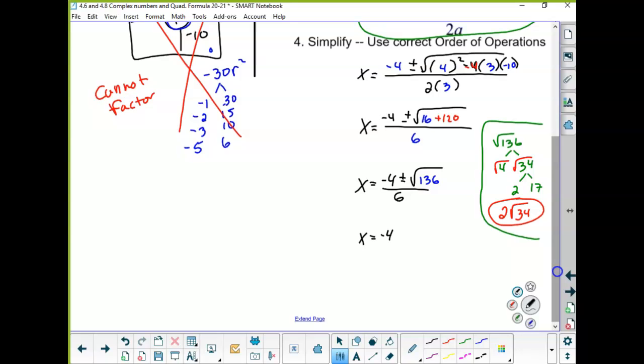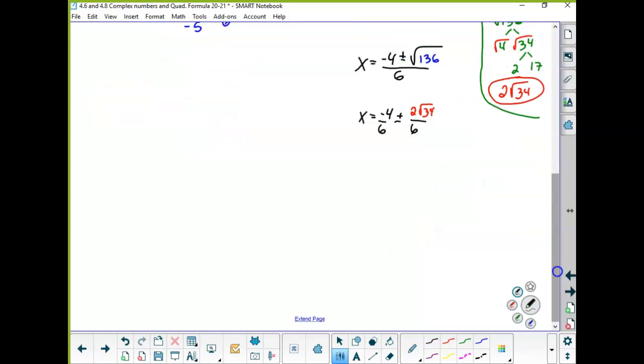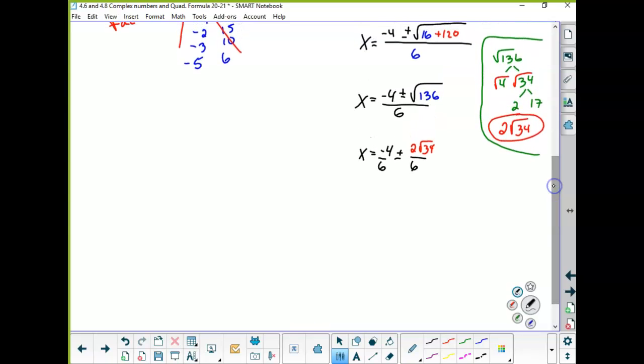And then I'm going to do something kind of unique here, and let's see if you guys are comfortable with this. Remember how we were dividing by 3 in that other example? Here we're dividing by 6. Let's just rewrite this so each piece is divided by its own 6. The reason I would do that is now I've got -4 over 6, which reduces down to 2/3.